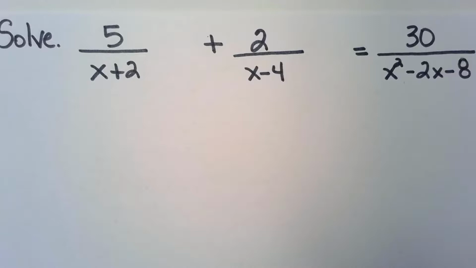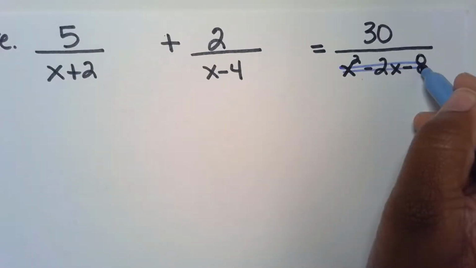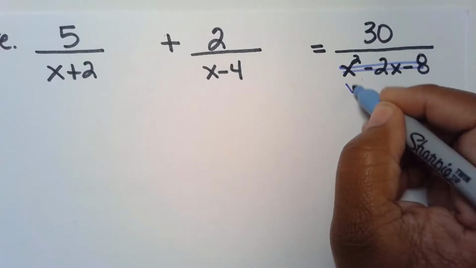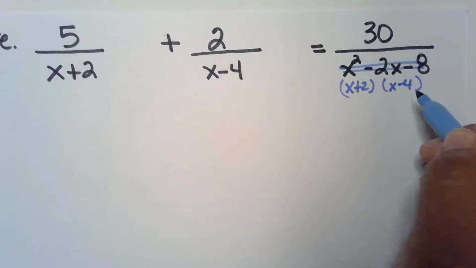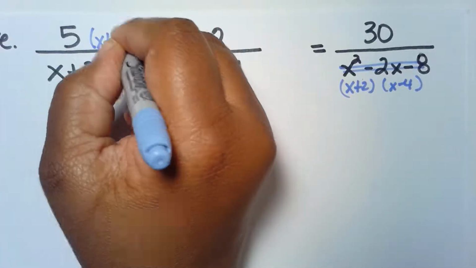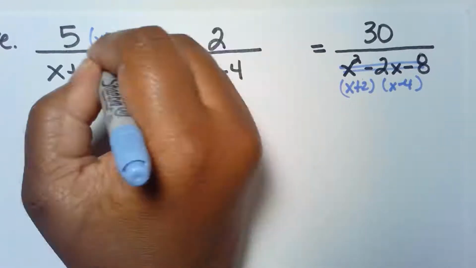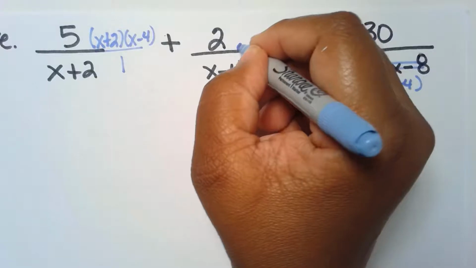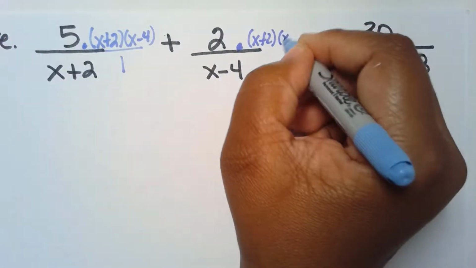We do know that this x squared minus 2x minus 8 is x plus 2 and x minus 4. So that's what it is in factored form. Take the LCD that we found and we're going to multiply it to all terms on both sides of the equation. So that's what I'm doing here, multiplying it on both sides of the equation.